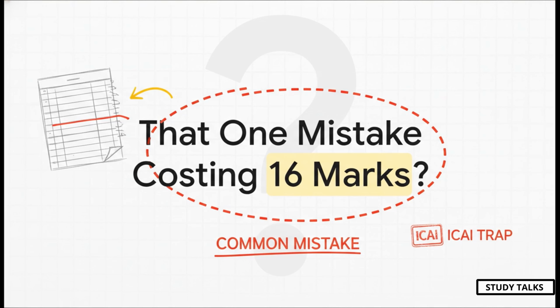Picture this. You're in the exam hall. You're staring down that big 16-mark consolidation question. You feel pretty good. You've practiced it. But then you make one tiny little conceptual mistake. And just like that, the whole balance sheet, it just won't tally. So what is that one mistake that can totally derail your answer? Well, we're going to find it and we're going to fix it right now.